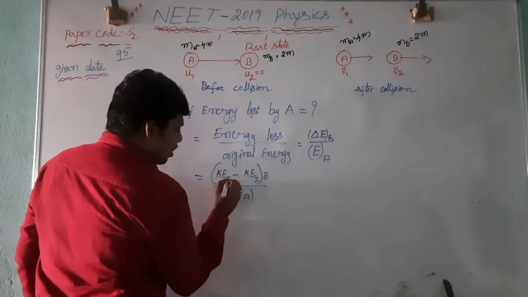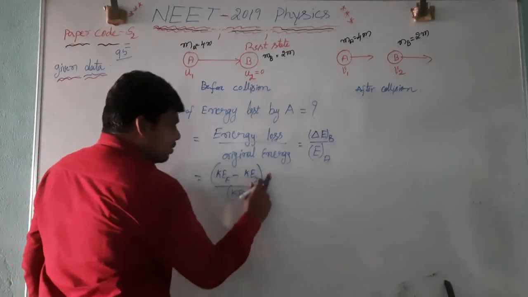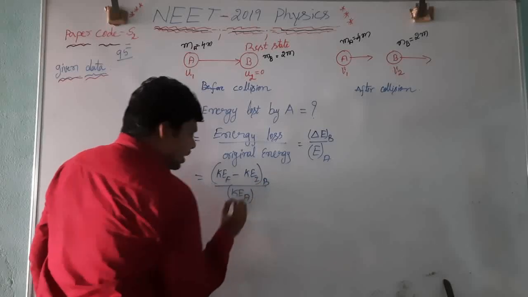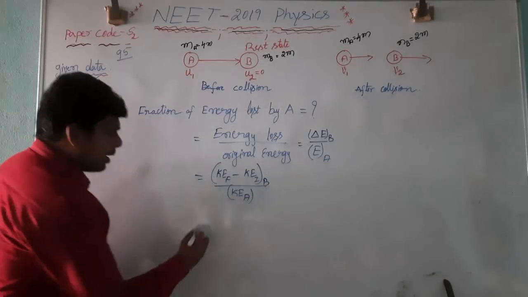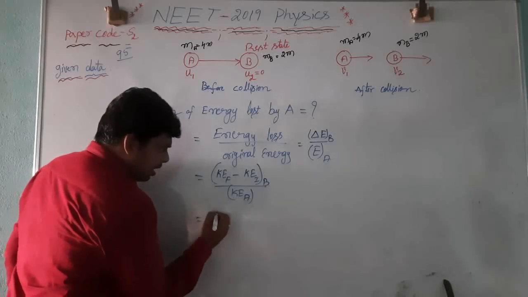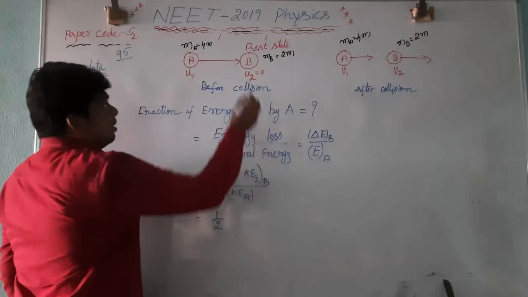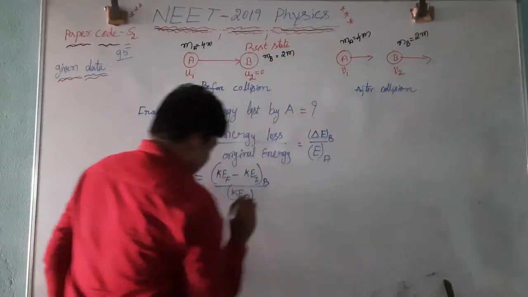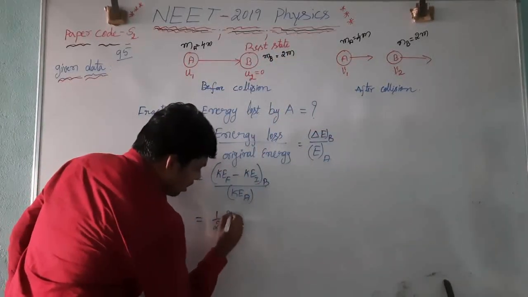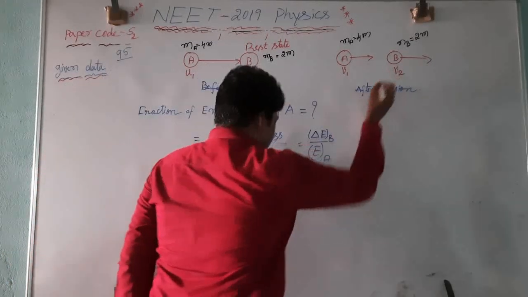Now, final kinetic energy minus initial kinetic energy of which body? Of body B, divided by the kinetic energy of body A. Now, the final kinetic energy of the body is given by half m v square. What is the mass of body B? 2m. What is the final velocity? That is v2.